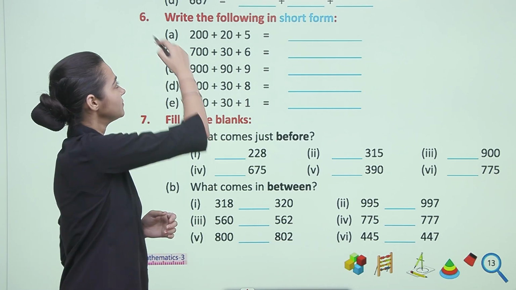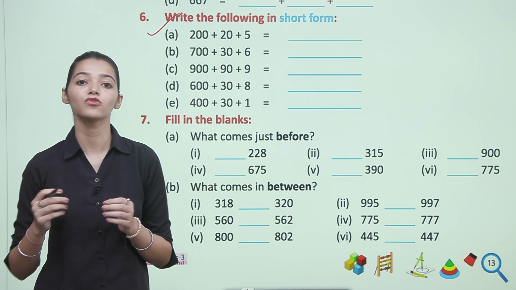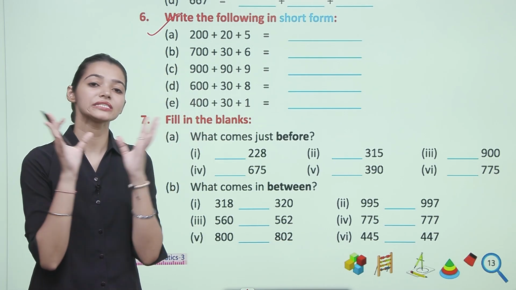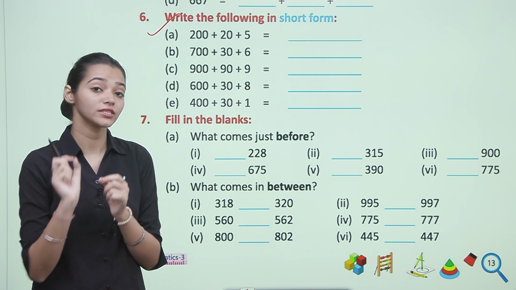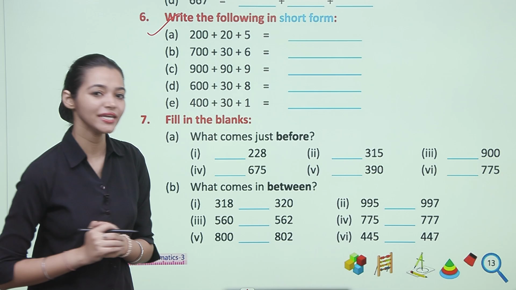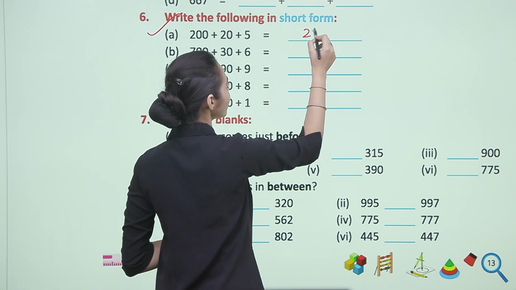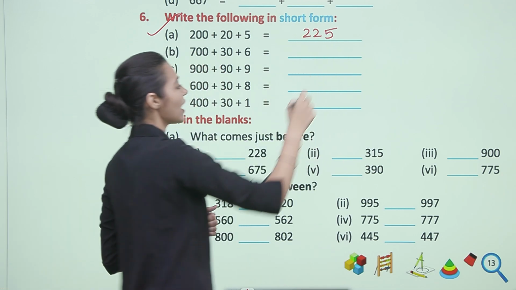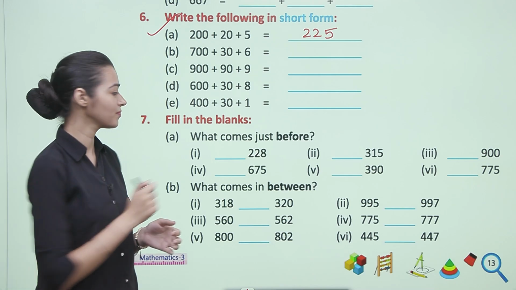Now in the next one, we have to write the following in short form. That means we have to sum them up, and then we have to write the one number that we get after adding these numbers. So in the first one, it will be 225. That's how we have to complete these numbers in the short form.